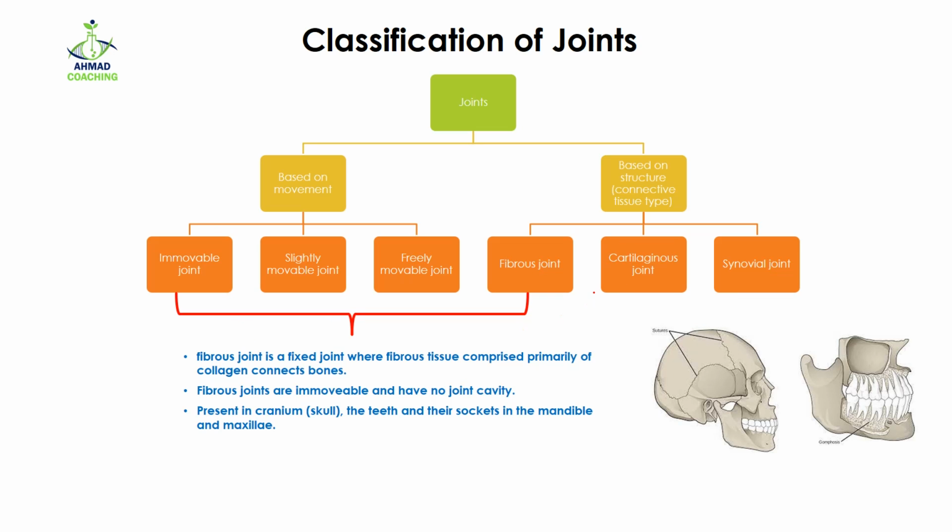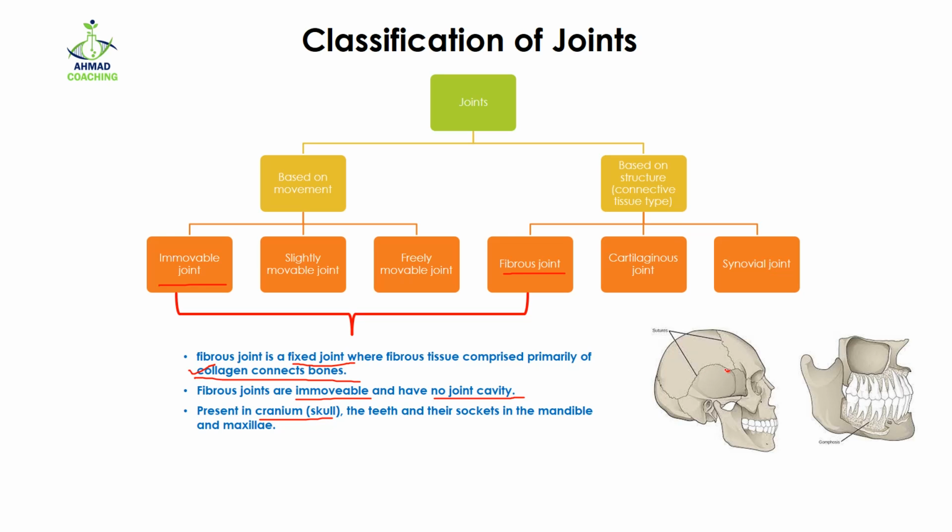First of all, we are going to talk about the fibrous joints, which are immovable joints. A fibrous joint is a fixed joint where fibrous tissue comprised primarily of collagen connects bone. It means that these are fixed joints, and the connective tissue is made up of collagen, and because of this the joints cannot move. Fibrous joints are immovable and have no joint cavity. They are present in the cranium or the skull.